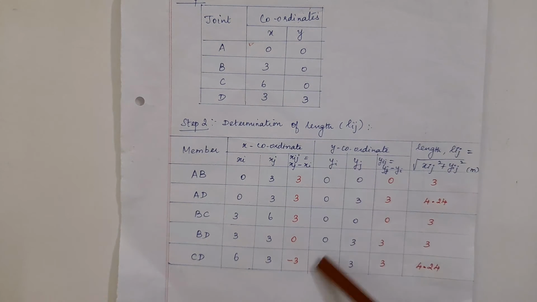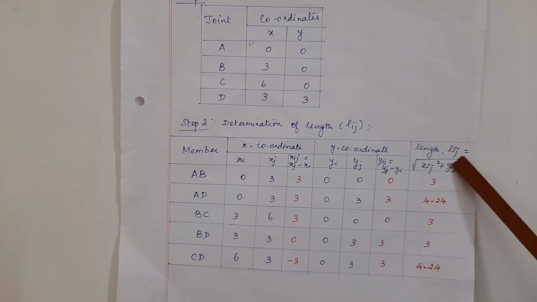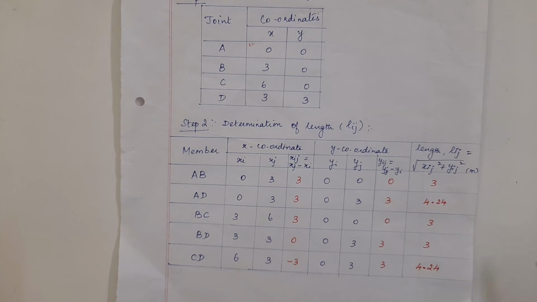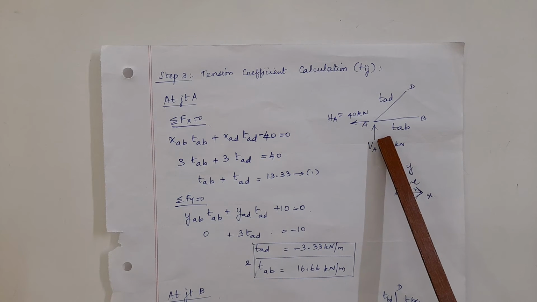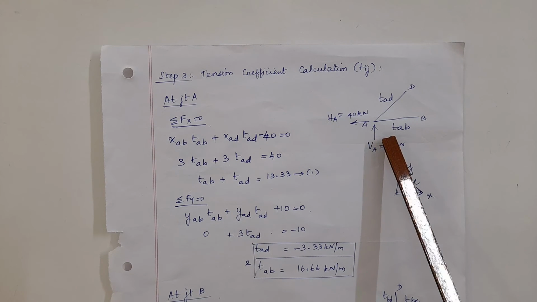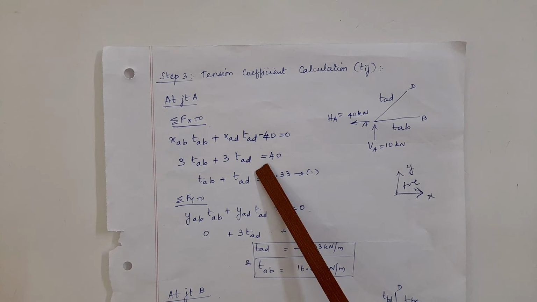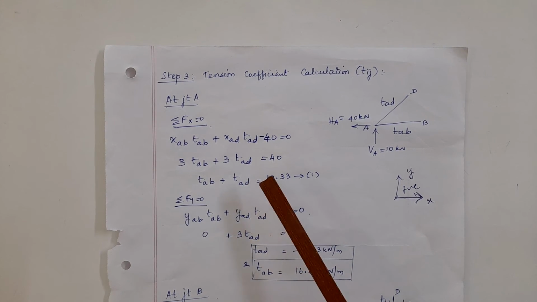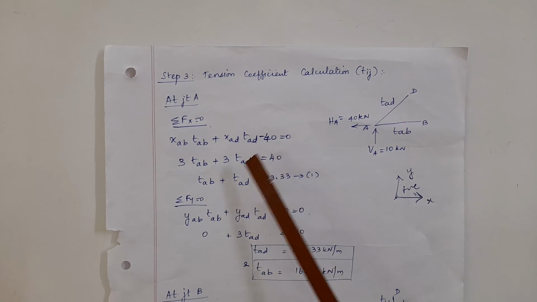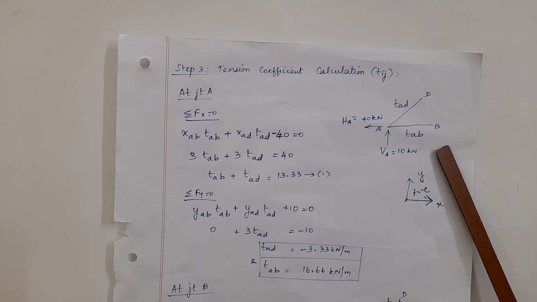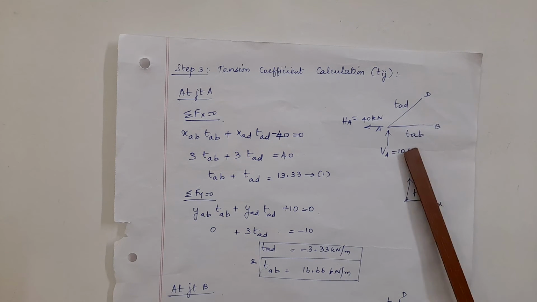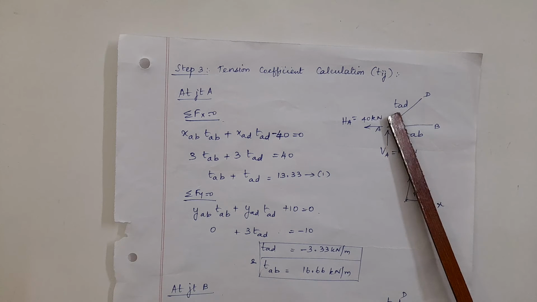Now we will determine what is xij for each member, yij for each member, and finally the length of each member. We are going to take each joint and analyze to check what is the tension coefficient in each member. At joint A, there are 2 members meeting. I have AD and AB. So I have considered joint A. So all my terms when I am going to solve now will start from A. So it will be AD, AB.